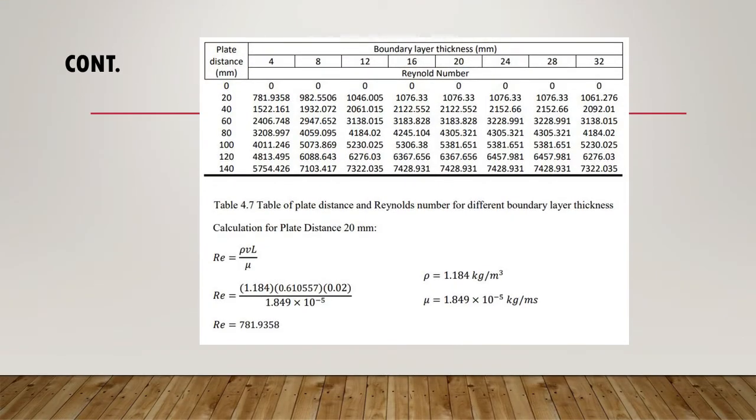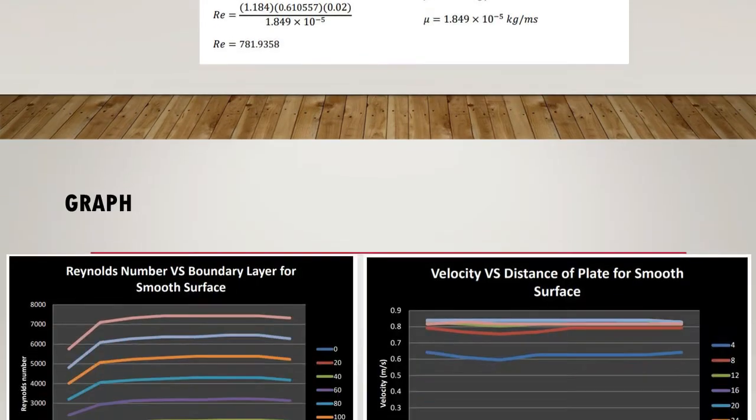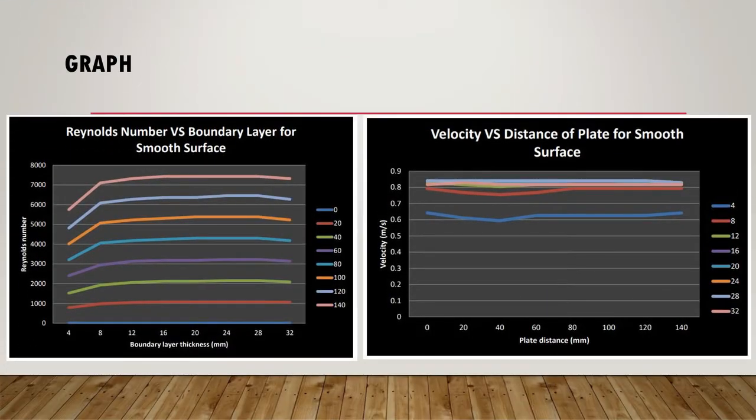Next, I will be talking about the calculation for the Reynolds number using the formula of density times velocity times length over coefficient, and here we will get the results. The calculation is done for every single plate distance and every single boundary layer thickness. Here is the graph for both Reynolds number versus boundary layer for the smooth surface and the velocity versus plate distance for the smooth surface.